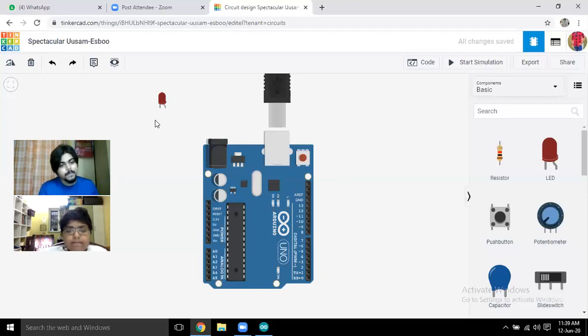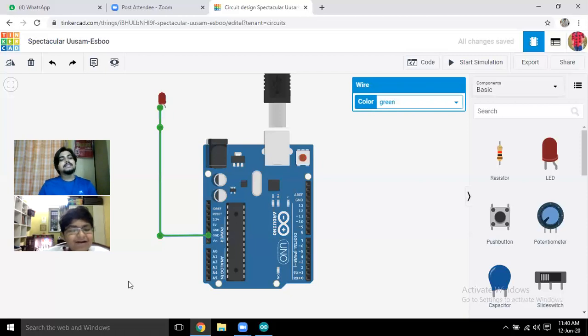So now we will be connecting the LED. See, we are connecting the LED now. Where should we connect the negative part? You tell me. Not 5 volt. See, GND. GND is the part where we always connect our negative parts to. Can you tell me why? Its name is ground. That's right.